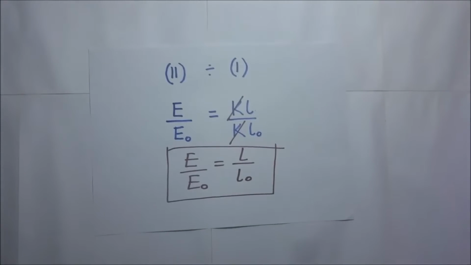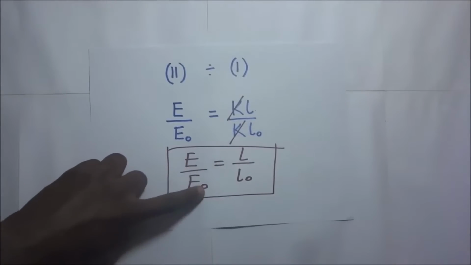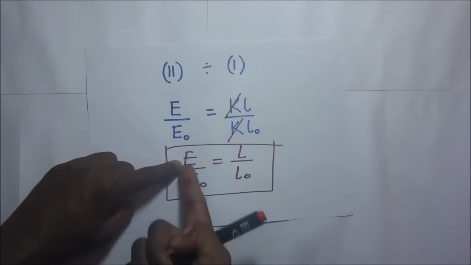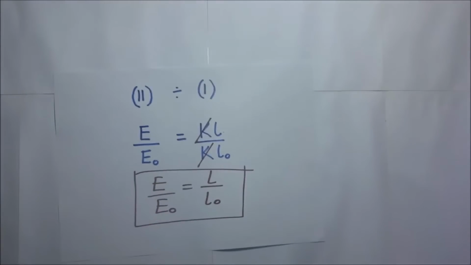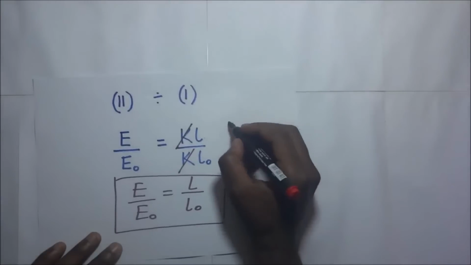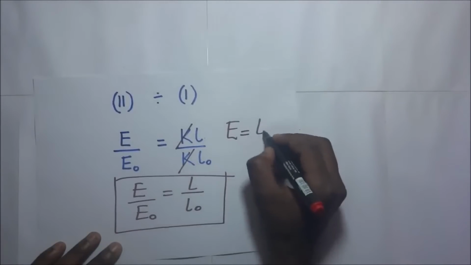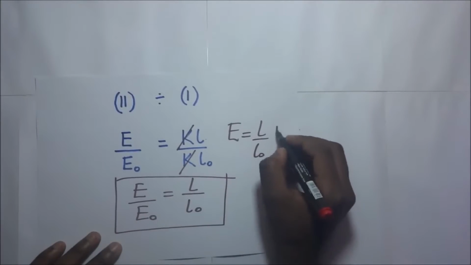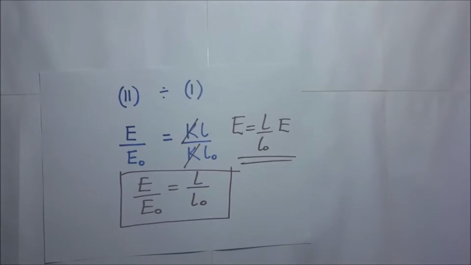Now, of course, the EMF of the cell E is not known, but we know E0 is a standard one. So in case we wanted to find the EMF of this cell E, it's a matter of making it the subject of the formula, like that: E is going to be L over L0, multiplied by E0. And there we are able to get the EMF of the unknown.